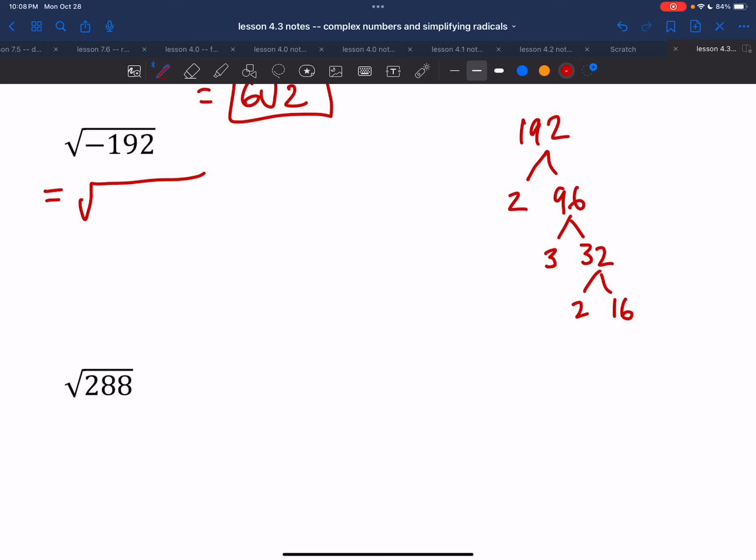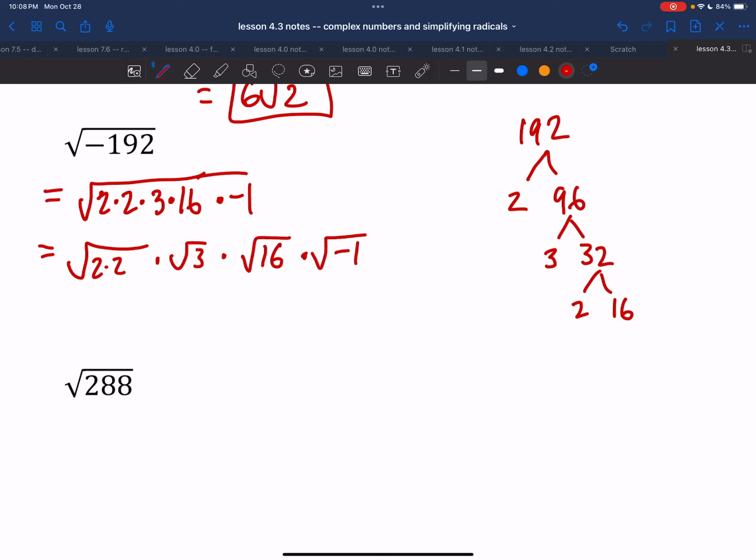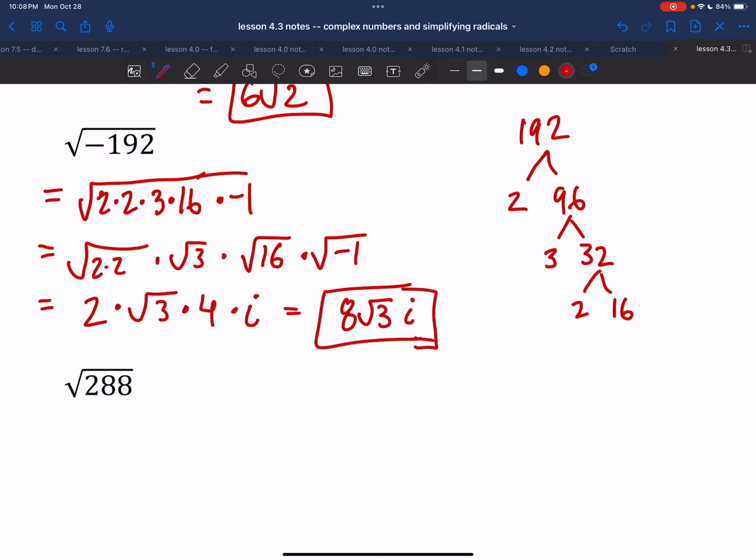And so I'll say, okay, this is 2 times 2 times 3 times 16, and then times the negative 1. Well, I got a pair of 2s. I got the square root of 3. I got a perfect square, 16, and I got the square root of negative 1. So the square root of 2 times 2 is the square root of 4, which is 2. I don't know what root 3 is. Square root of 16 is 4. And then I call the square root of negative 1, i. So that's 2 times 4, which is 8 root 3 i. And we are done.